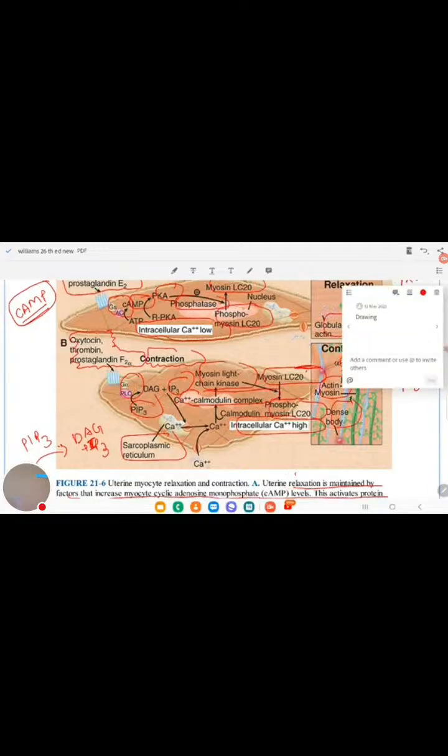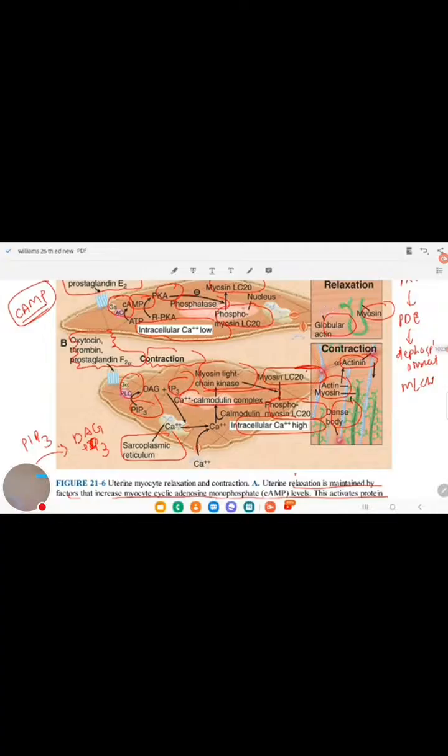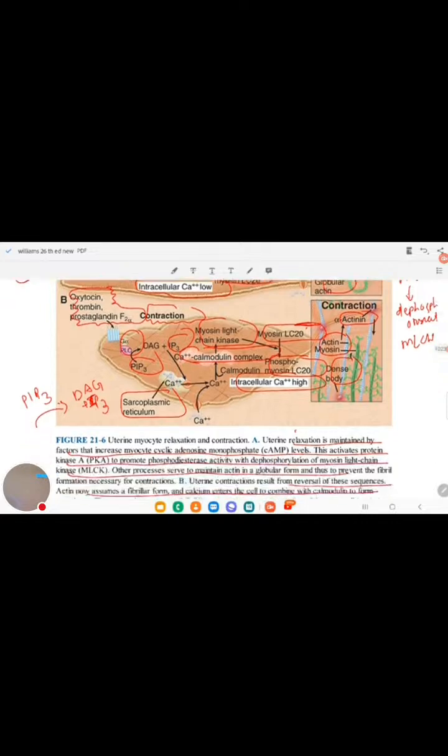That will phosphorylate the myosin LC20 chain, and myosin LC20 becomes phosphorylated too. Now the myosin chain is active. Actin is also in the filamentous form, that will bind to the actin-myosin complex, and that leads to contraction.